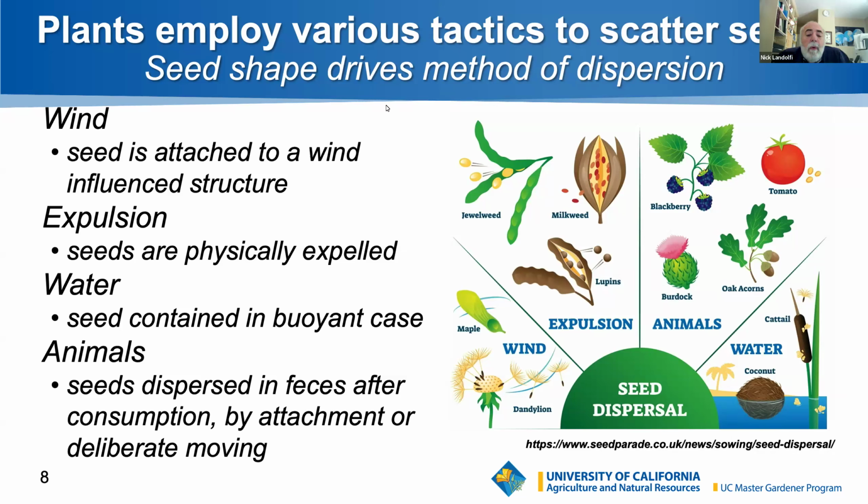Seeds encased within a buoyant structure can be spread by floating on water. Examples are water lily and coconuts. Animals play a huge role in dispersing seeds, and animals include insects, birds, reptiles, mammals, including humans. This can occur by consumption and seed release in the feces. For example, a bird eating a fruit, the seeds ending up in their droppings. Physical attachment to the animal, for example, a thistle.